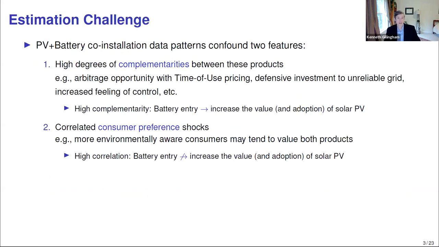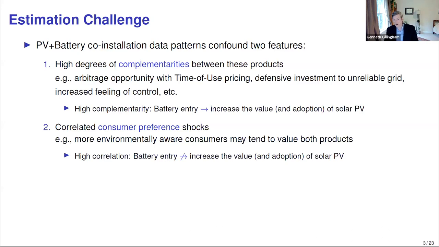One of the challenges that we have is an estimation challenge. There could be high degrees of complementarities between solar and batteries. So there's an arbitrage opportunity with time of use pricing. I mentioned before, if you have outages, you could see batteries as a defensive investment against that. It also could increase people's feeling of control. These are real complementarities where batteries coming in can actually increase the value of solar PV. So basically you get more value out of having solar PV because you can use it in the evening after the sun goes down when you have a battery. So it's this added value you actually can get.